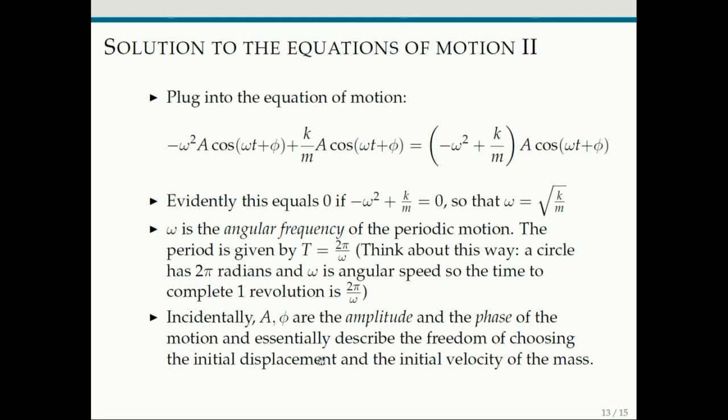Incidentally, these a and phi parameters are called the amplitude and the phase of the motion, and they essentially describe the freedom of choosing the initial displacement and the initial velocity of the mass. Remember, you could have made those whatever you wanted.